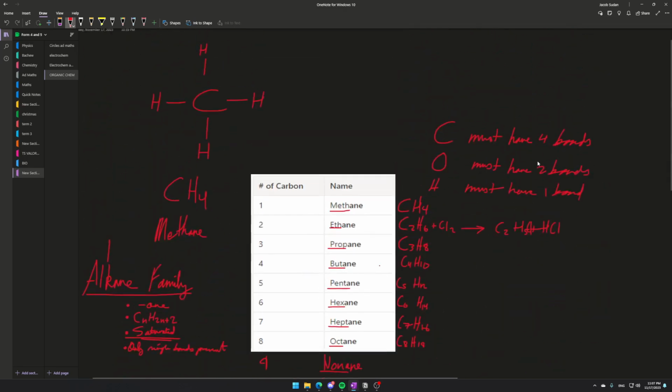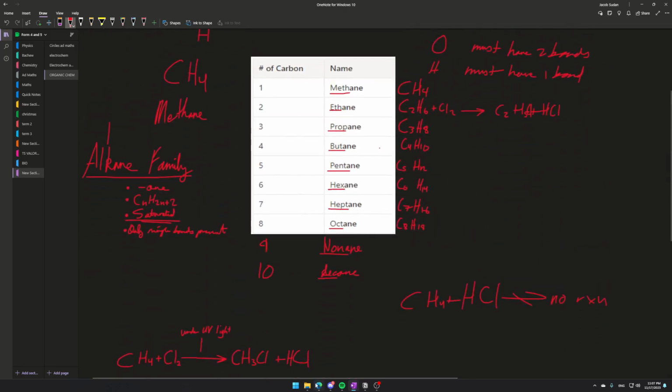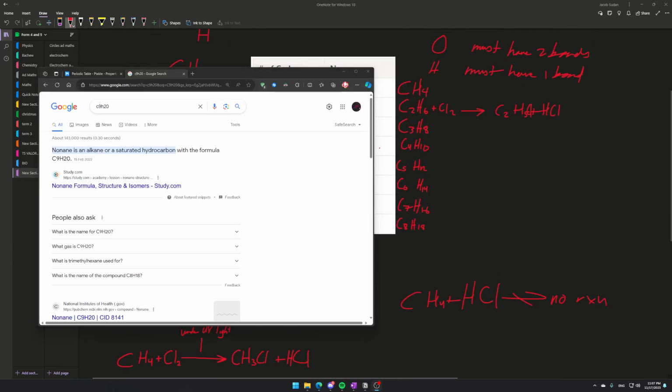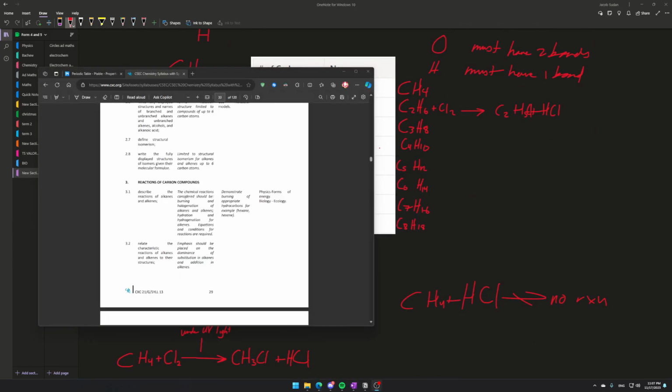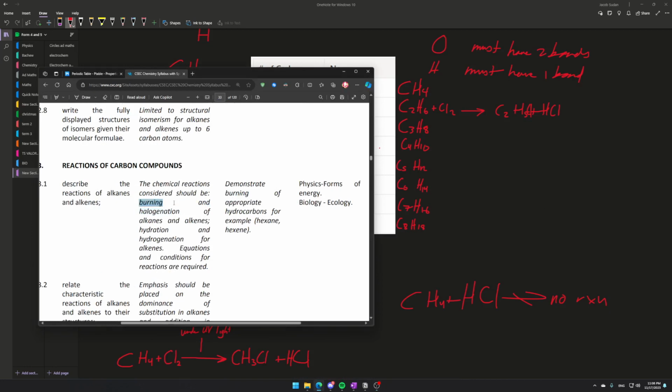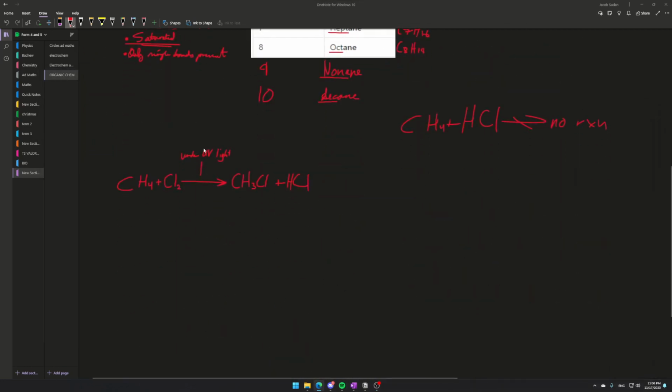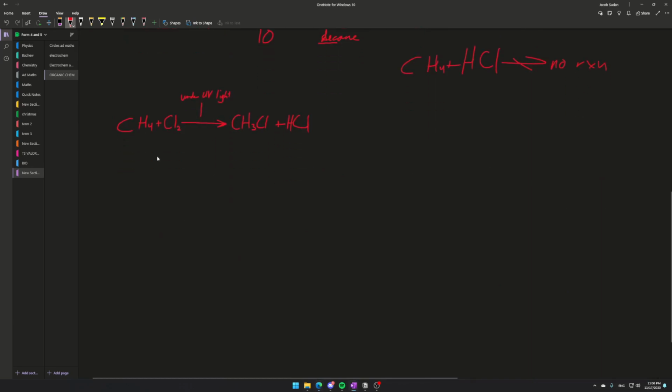So that's the alkanes, nothing too deep to it. Let me pull up the syllabus and make sure. Right, okay, my bad. We also have to go into the burning and halogenation. So we went over the halogenation. This reaction is called halogenation. And now we're going over burning.